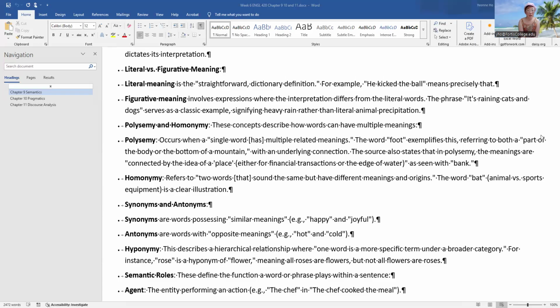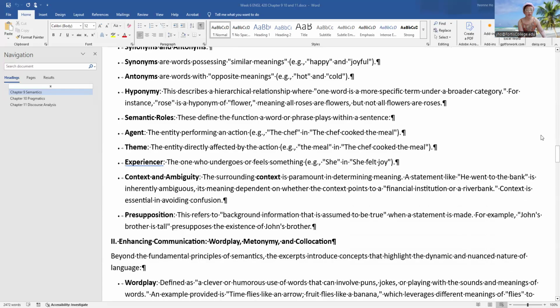Synonyms and antonyms. Synonyms are words possessing similar meanings, like happy and joyful. Antonyms are words with opposite meanings, like hot and cold. Hyponymy describes a hierarchical relationship where one word is a more specific term under a broader category. For instance, rose versus flowers, chair versus furniture. What else? I can't think of any off the top of my head. Any kind of category. It's similar to the difference between count nouns and non-count nouns.